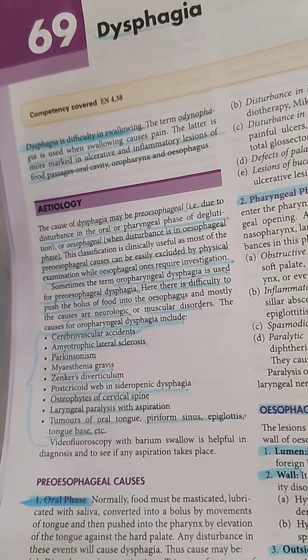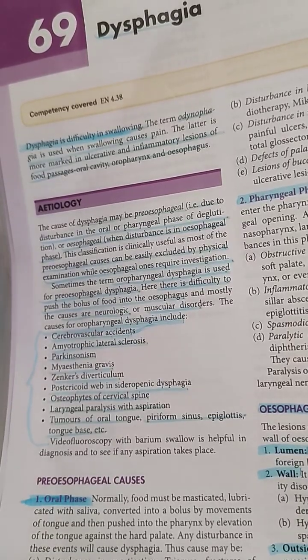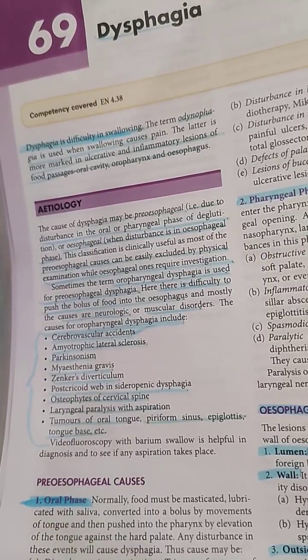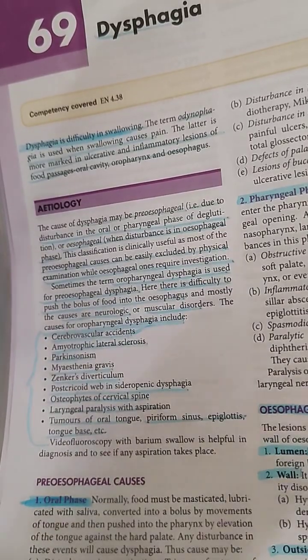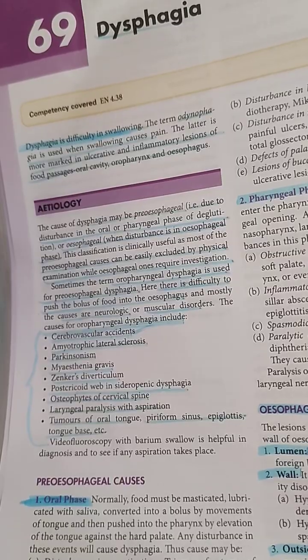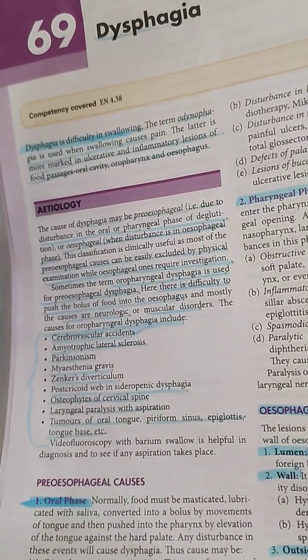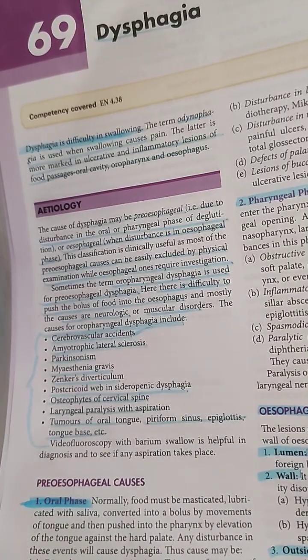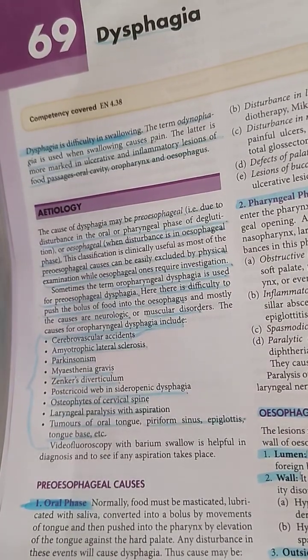Okay. And this dysphagia may be pre-esophageal, that is due to the disturbances in the oral or the pharyngeal phase of deglutition. Or maybe esophageal causes are there. Esophageal means there is disturbance in the esophageal phase. So the classification is clinically used as most of the pre-esophageal causes can be easily excluded by physical examination, because we can see them while examining. But for esophageal causes we require investigations for finding out the causes.